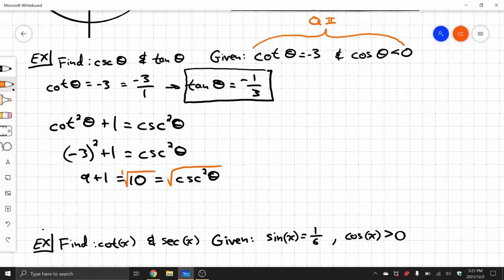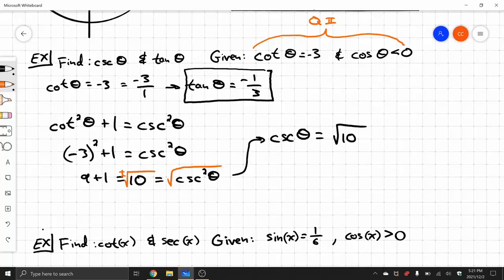And when I do that, normally I add this plus or minus here, right? Take the square root of both sides, got to have my plus or minus. However, I know that we're in quadrant 2, right? Cosecant theta is going to equal... Okay, so that's going to tell me what the sign of this square root is, right?